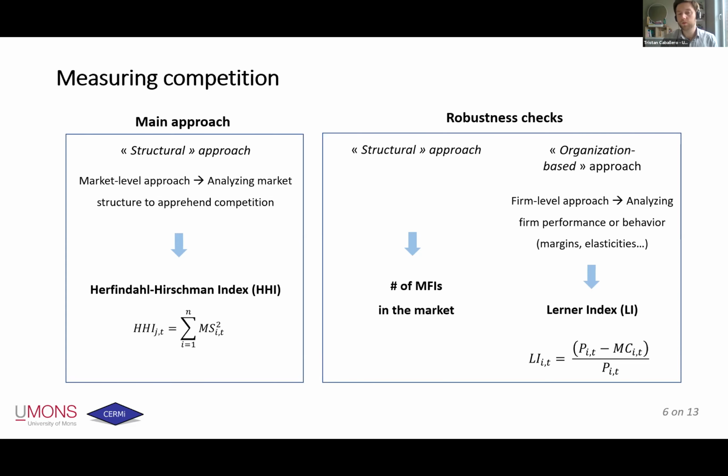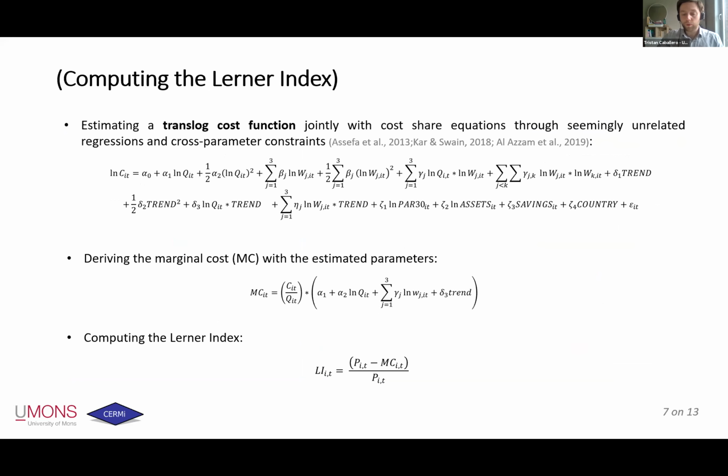The first one, which is quite similar, is the number of organizations in the market. But another one is based on a more organizational approach, because it looks at the behavior and the performance of the firms, which is the Lerner index. I won't detail how I get to the Lerner index, because we have to derive the marginal cost to replace it in the computation of the index from the estimation of a translog cost function, but we can come back to this in discussion, of course.